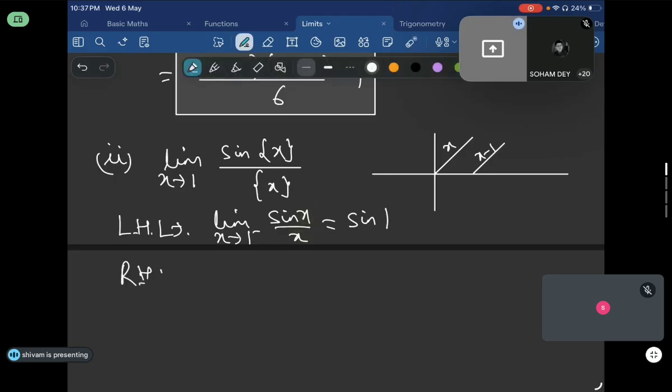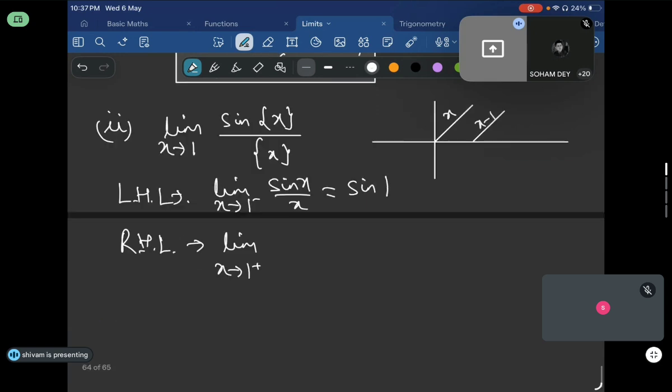RHL, right hand limit, everyone. Right hand limit will be limit x tends to 1 plus. So for 1 plus, in which branch will it be, everyone? What is the equation of the branch for 1 plus?